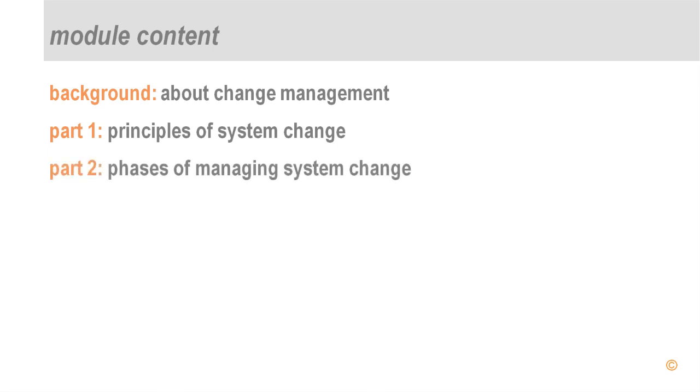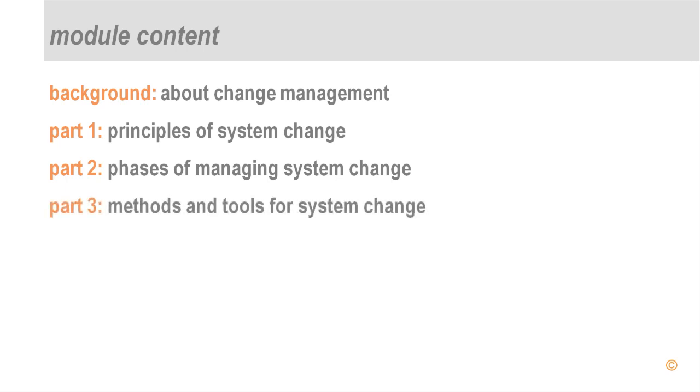Part 2 deals with phases of managing change in a system. We have discussed these phases or steps already in Module 2, but in this module we are going to discuss how each step can be managed so that it achieves its desirable outcomes.